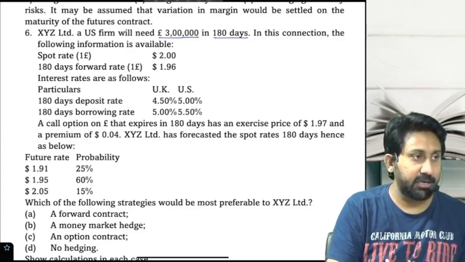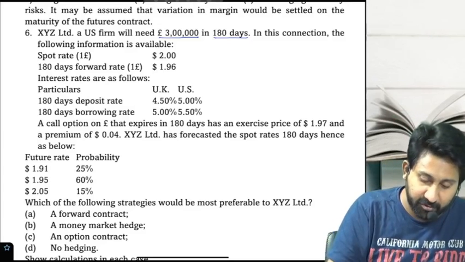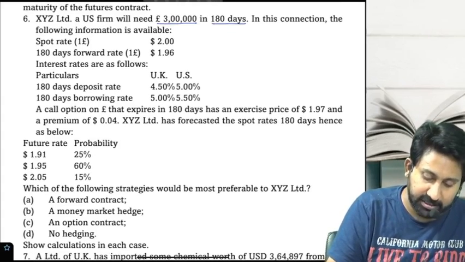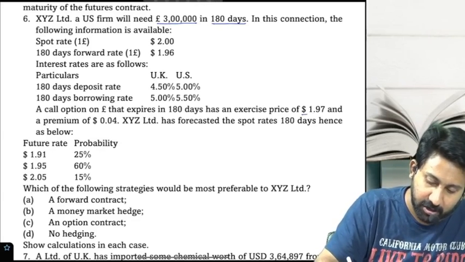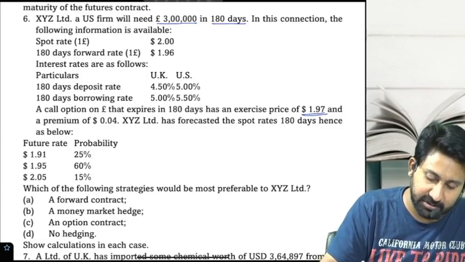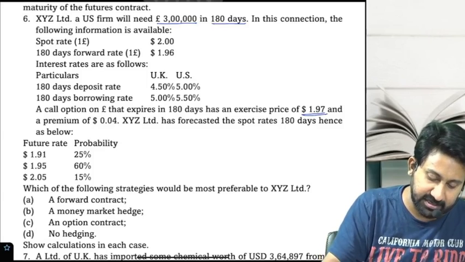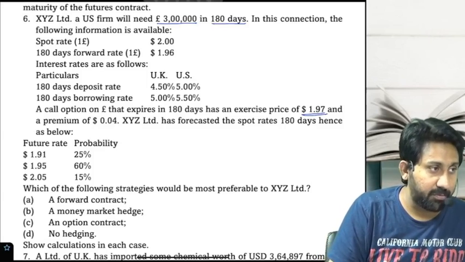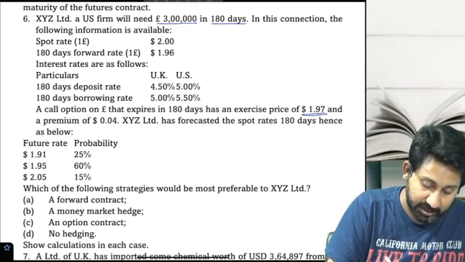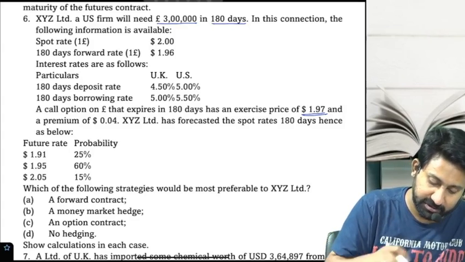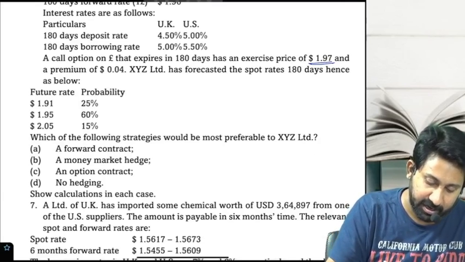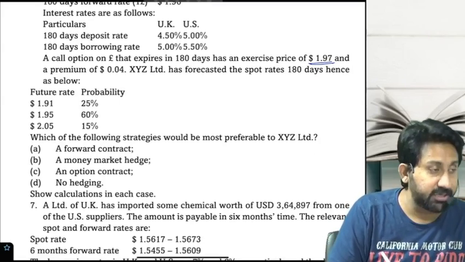Interest rates are as follows. Particulars UK, US: 180-day deposit rate 4.55, 180-day borrowing rate 5.5. A call option on pound that expires in 180 days has an exercise price of $1.97 and a premium of $0.04. XYZ Limited has forecasted the spot rates 180 days hence as below: $1.91 with probability 25%, $1.95 with probability 60%, $2.05 with probability 15%. Which of the following strategies would be most preferable to XYZ Limited? Forward, money market, options, no hedging.